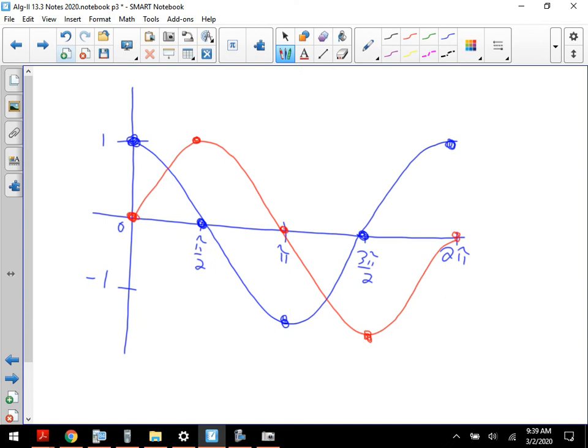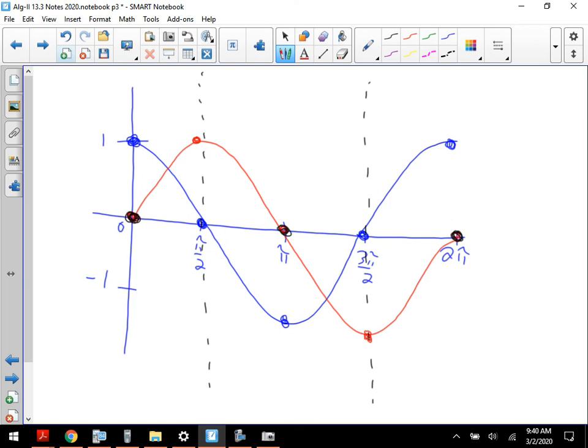Undefined. How do you graph undefined? Do you remember? It creates asymptotes. Okay? So tangent has asymptotes at pi over 2 and 3 pi over 2. What was tangent at 0? 0. Asymptote. What's tangent at pi? 0. Asymptote and back to 0.